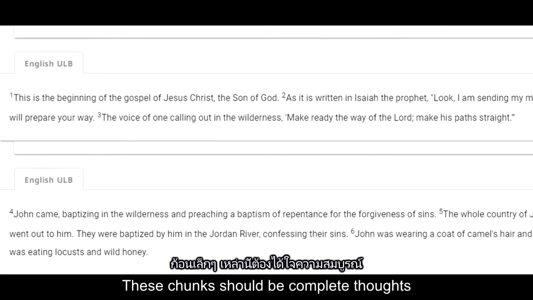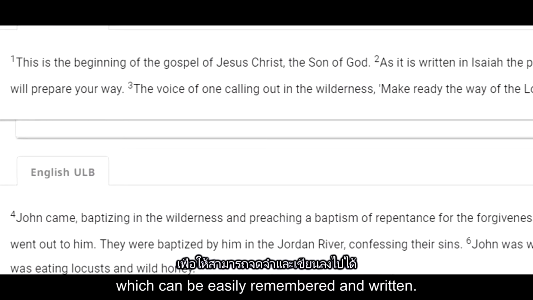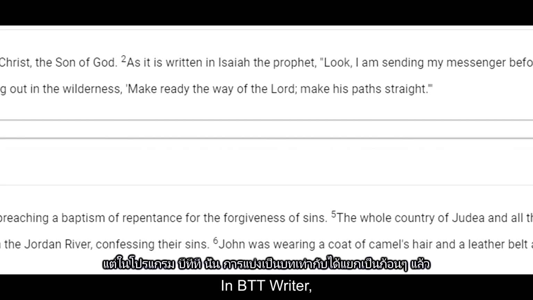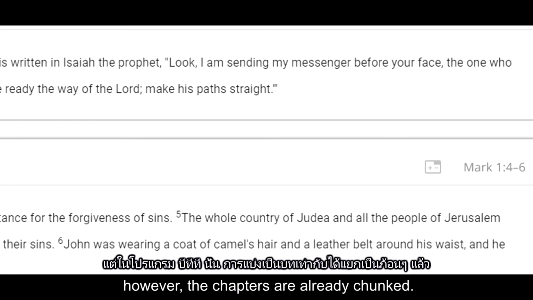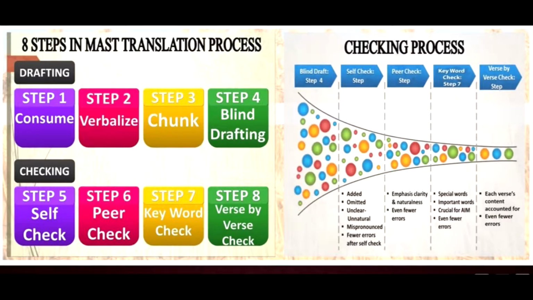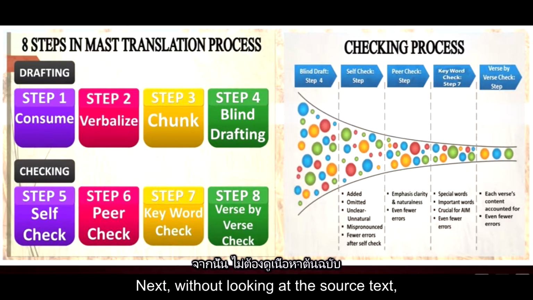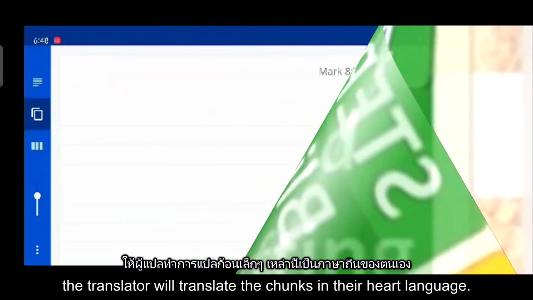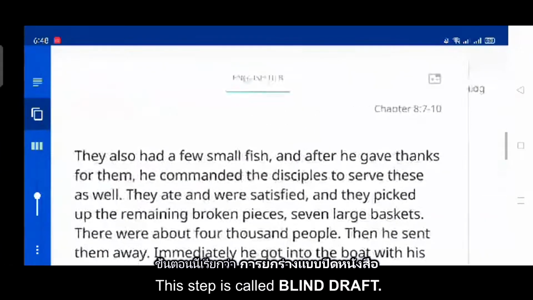These chunks should be complete thoughts which can be easily remembered and written. In BTT Writer, however, the chapters are already chunked. Next, without looking at the source text, the translator will translate the chunks in their heart language. This step is called blind draft.